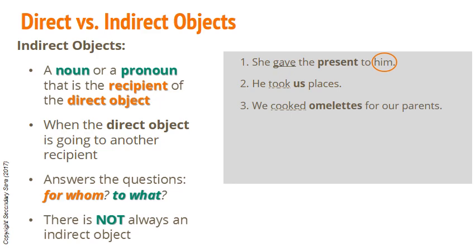We cooked omelets for our parents. For whom did we cook omelets? For our parents. So that is our indirect object. My bestie gave me his math notes. For whom did he give the math notes? He gave them to me. Me is our indirect object.